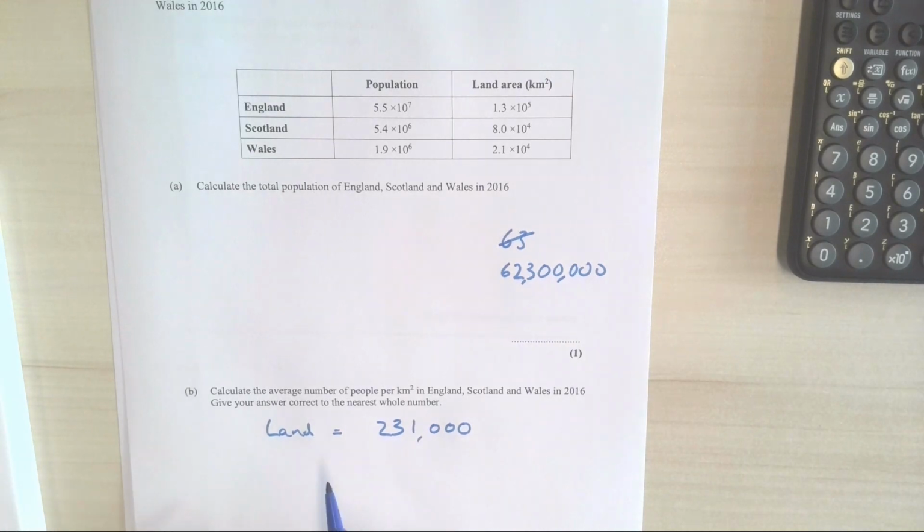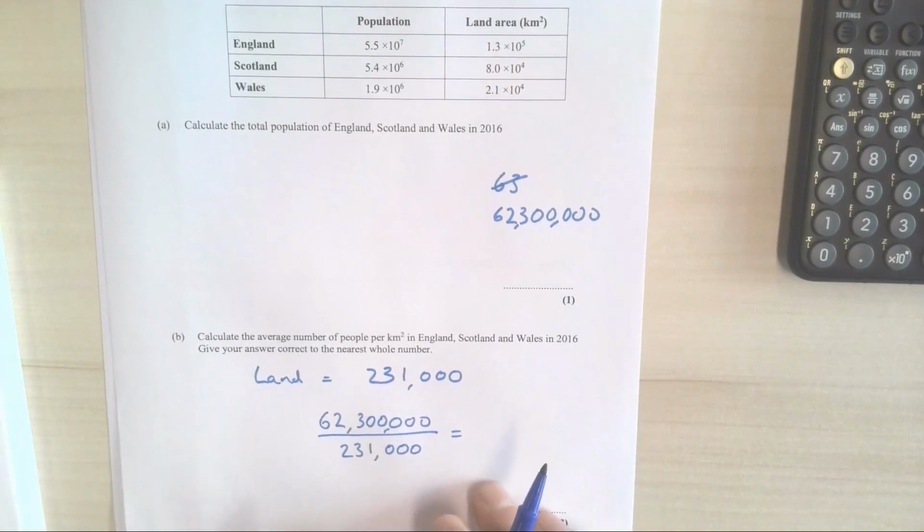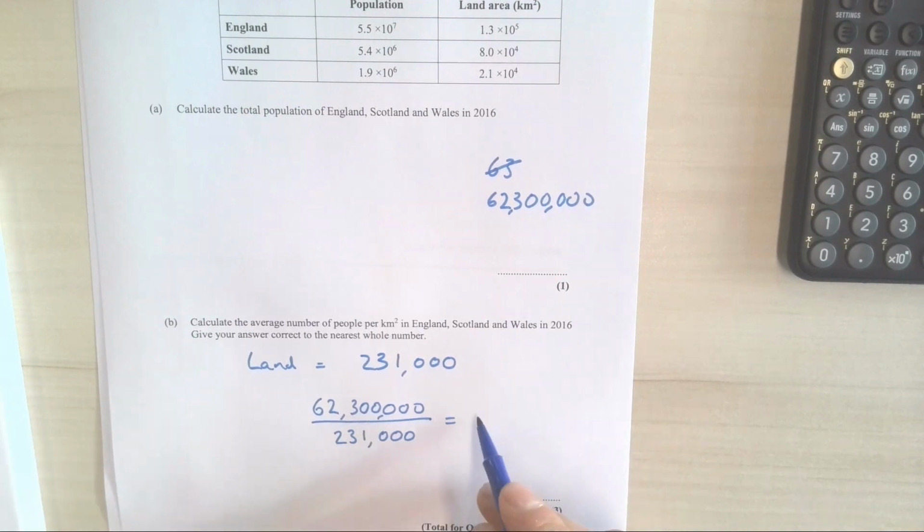Because it's the number of people per kilometre, I'm going to do the number of people, 62,300,000, divided by the total amount of space, 231,000. That can just get typed in, that's pretty straightforward, and I've got 269.69 and it says nearest whole number, so that's obviously 270.